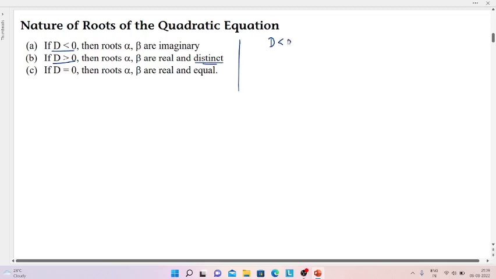For d less than 0, we'll have imaginary roots, right? Imaginary roots. For d greater than or equals to 0, here you can see that there are two conditions applied in one condition, which is d greater than 0 and d equals to 0, right? So for that condition we'll have real roots, right? The roots will become real.